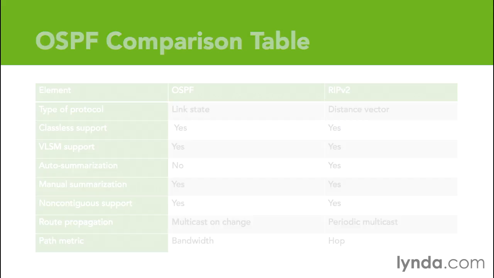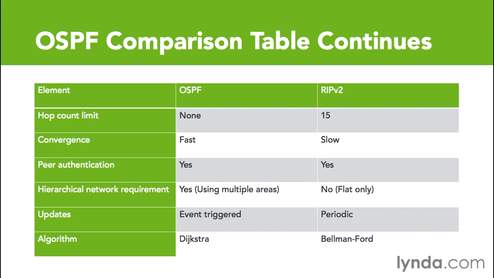Doesn't stop there, though. Hop count limit, OSPF has none. It has no real limit. I would say you could put a limit on it because you don't want to make an area too big, but there is no limit. There's no unreachable, whereas RIP is for very small networks, 15 routers at the most. So with RIP version 2, besides that it sends periodic updates, it's limited on the amount of routers you can have. Convergence, OSPF is very quick. And compared to RIP, RIP is slower than OSPF.